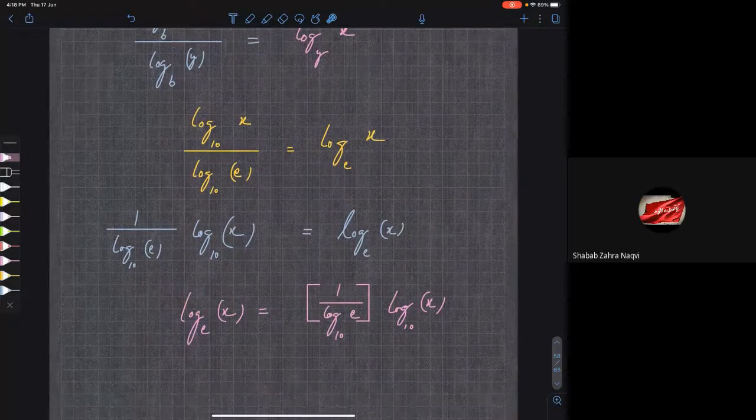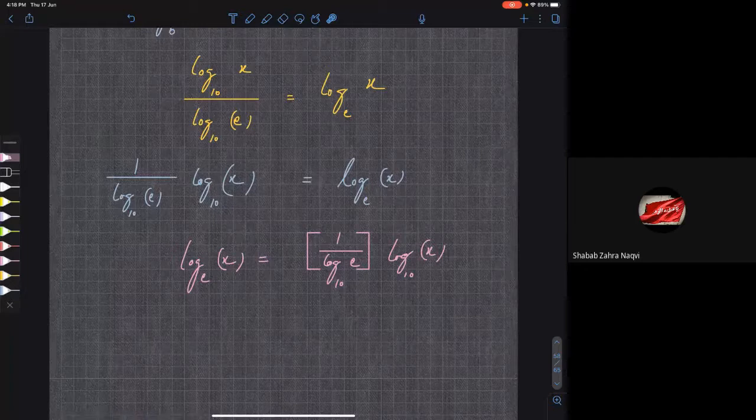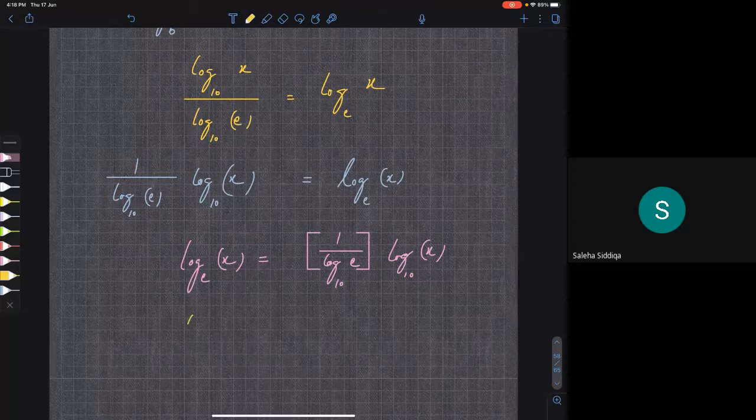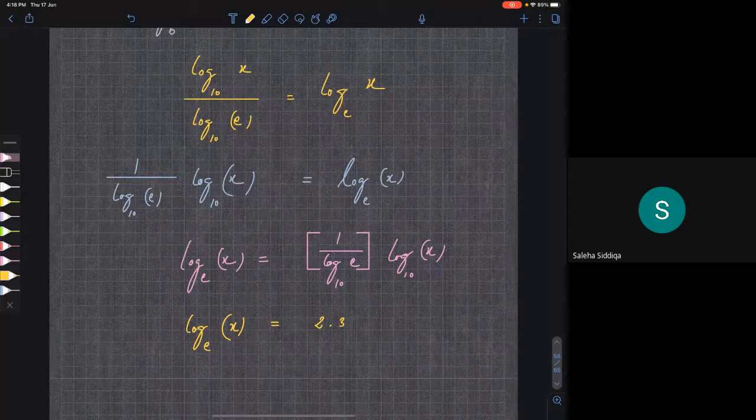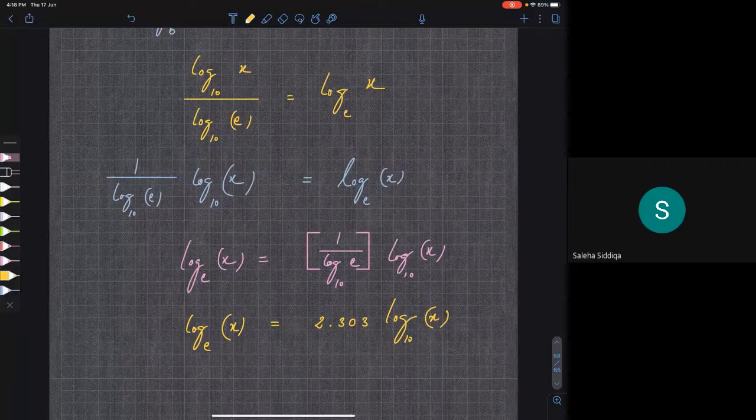Yes, sir. Now what I am doing, I am just rearranging this. So this thing I am writing as 1 by log e to the base 10. Clear? And in the next step, I just took the left hand side to the right hand side and the right hand side to the left hand side. Clear? Now, this number, if you keep it in a calculator, it turns out to be 2.303. If you calculate this number in any calculator, you will get this value 2.303. Clear?